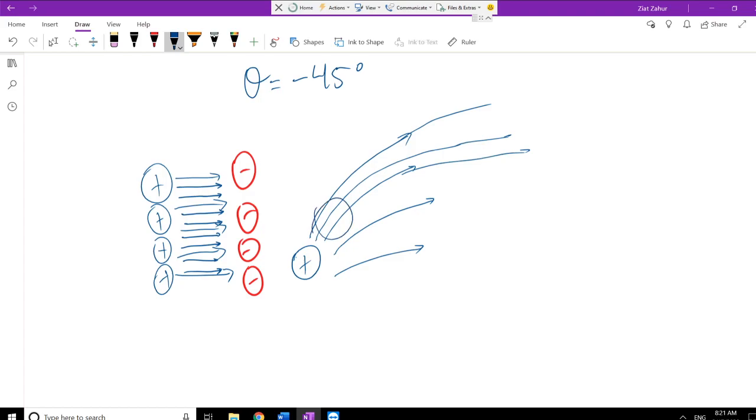Okay, so near regions where the lines are kind of close together, of course, the electric field should be stronger.